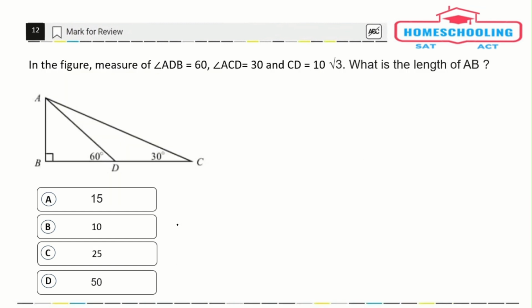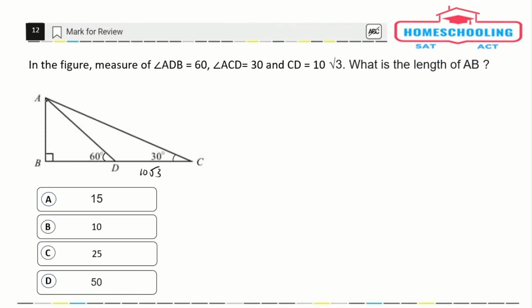Now in this question, in the figure, angle ADB, this angle is 60 degree. Angle ACD, this angle is 30 degree. And CD is 10 root 3. So this is 10 root 3. What is the length of AB? So we have to find what is AB, this length.